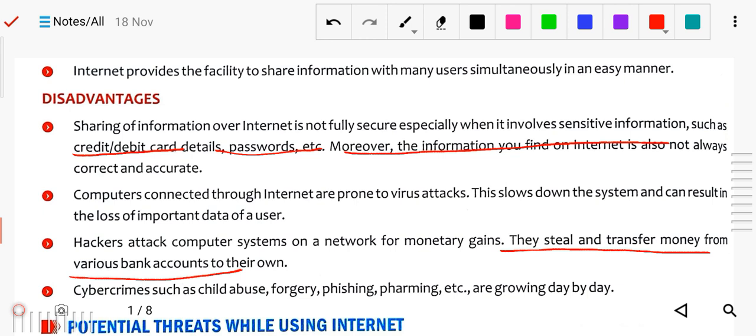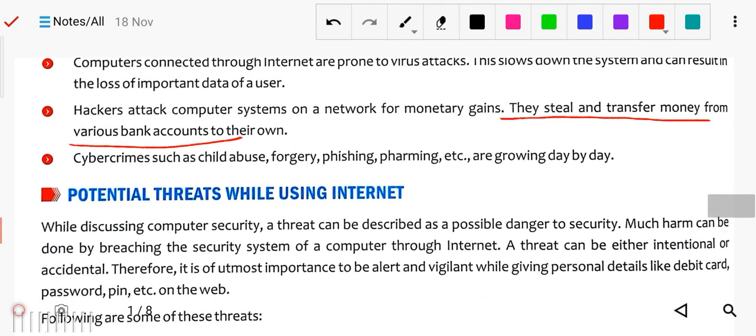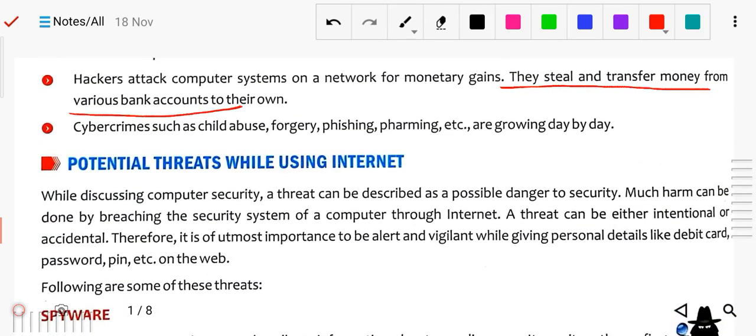are growing day by day. Phishing means they will give you something interesting that you just press, and they will get the information from you. Cyber crimes. Okay, these are not good things, so you should be careful when you are using the computer.